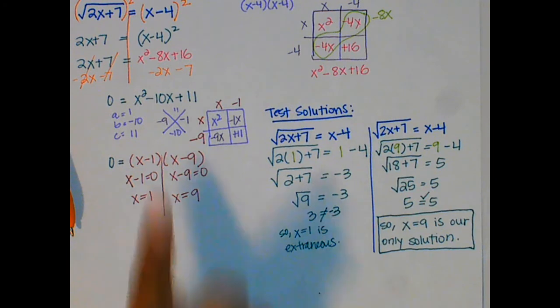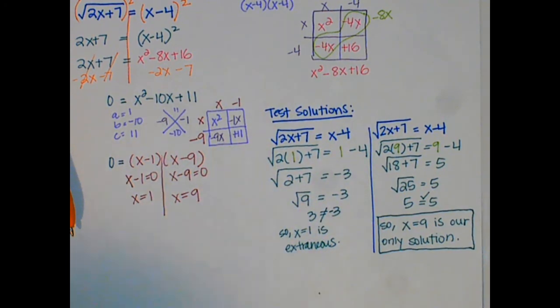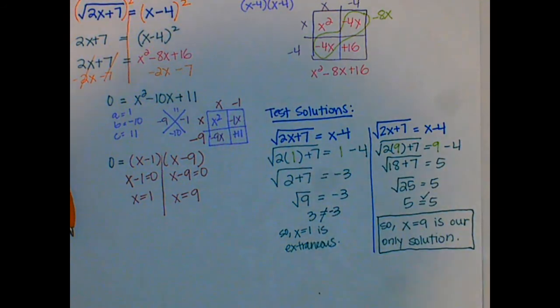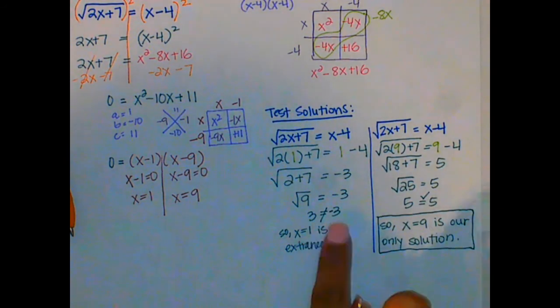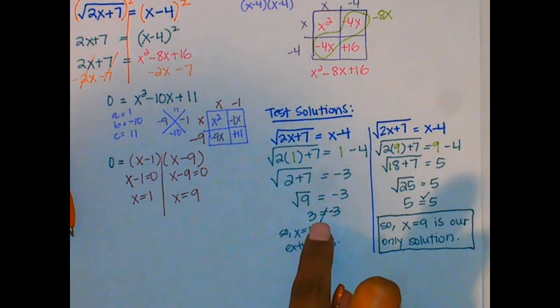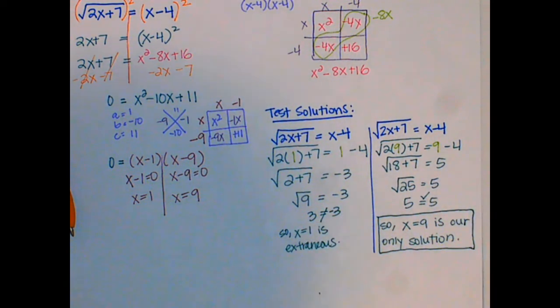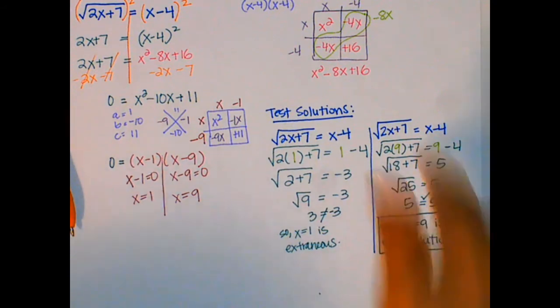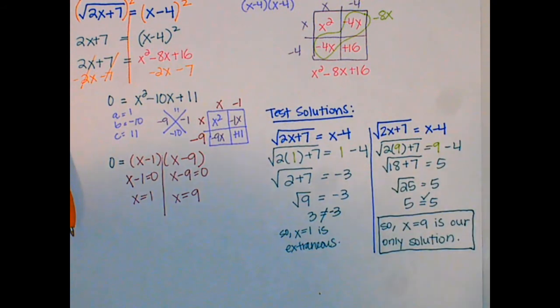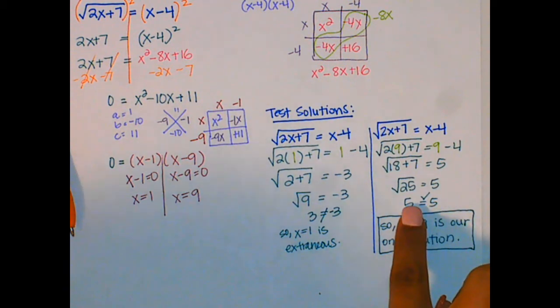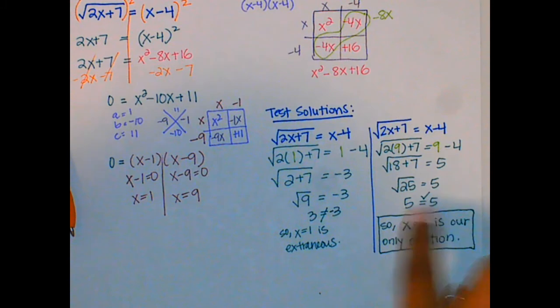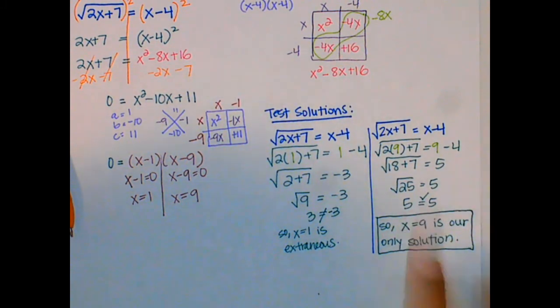So I used my zero product property and I got x is equal to 1 and x is equal to 9. I substituted those values in to test them. I saw that x is equal to 1 gave me x is equal to negative 3, which is not true. So that one would be extraneous, whereas on the other side, we get 5 is equal to 5, therefore x is equal to 9 is our only solution. The 5 doesn't mean that x is equal to 5. This is just proving that x is equal to 9 is true.